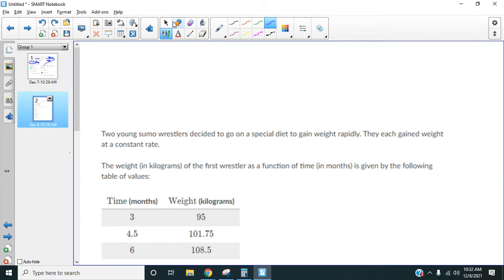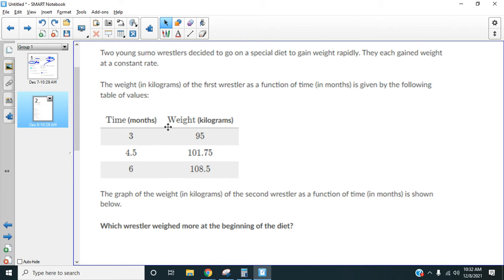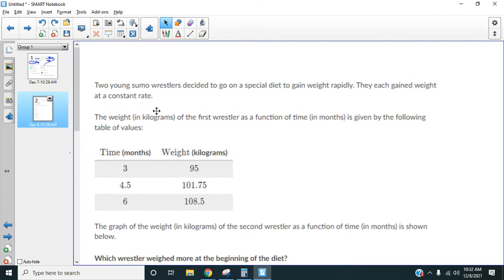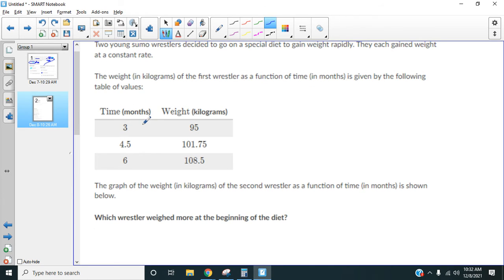Okay, that's how one of these problems will look. Another one looks like this. The only difference is we've got to kind of figure out the slope. They give us a table to do so. All right, so let's do this. Two young sumo wrestlers decided to go on a special diet to gain weight rapidly. They each gained weight at a constant rate. The weight of the first wrestler as a function of time is given by the following table of values.